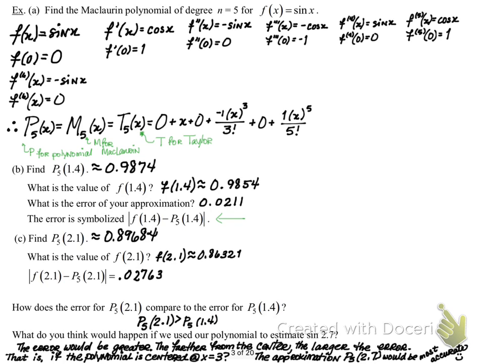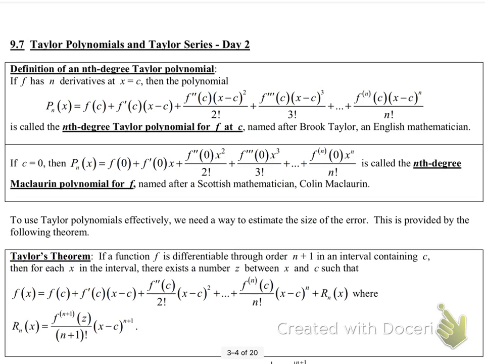What this means is if the polynomial is centered at x equals 3, the approximation p sub 5 at 2.7 would be the most accurate of the three. This is a repeat of previous information. There is nothing new here.